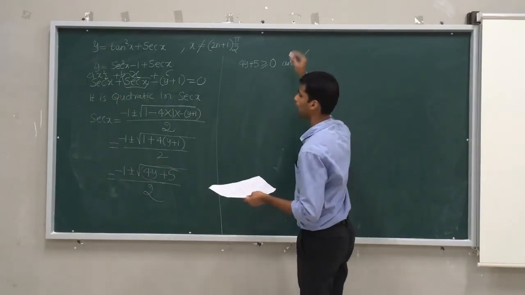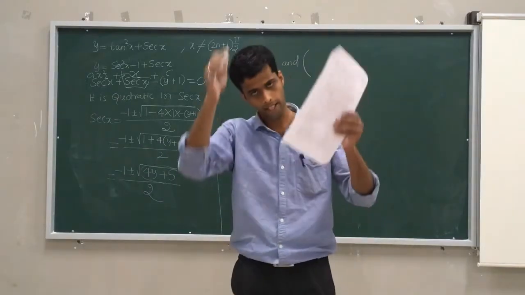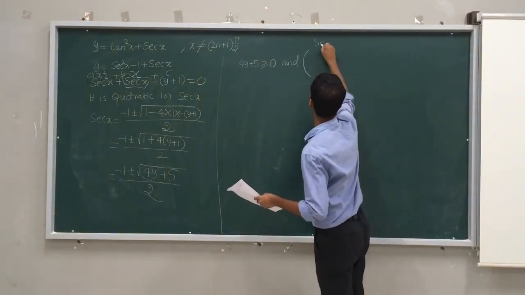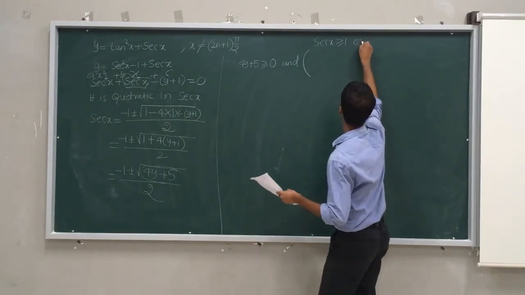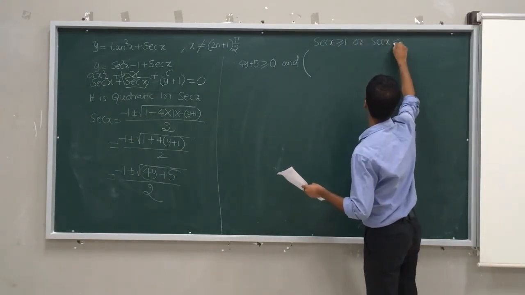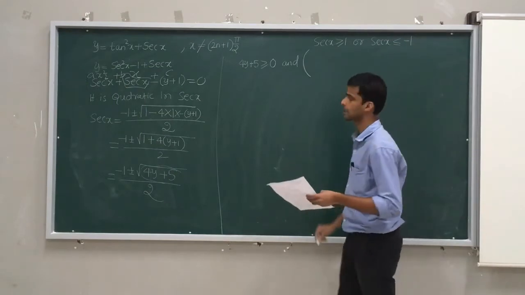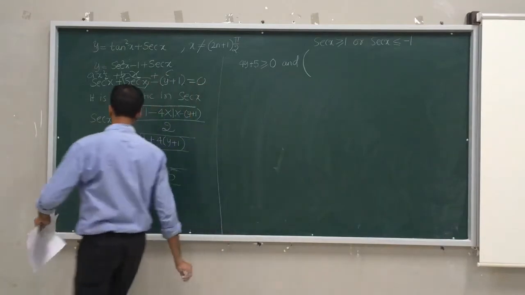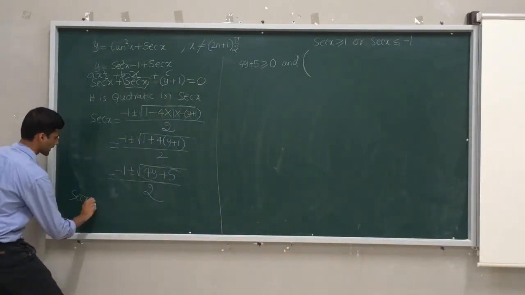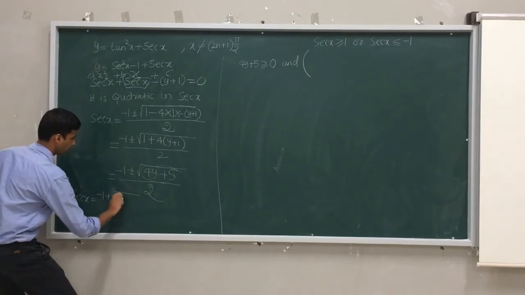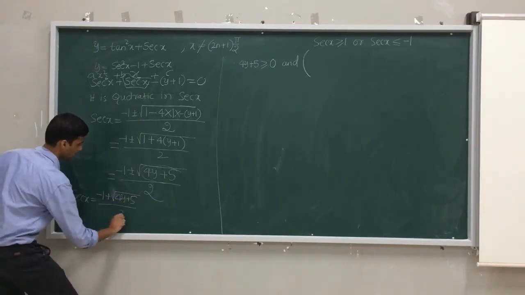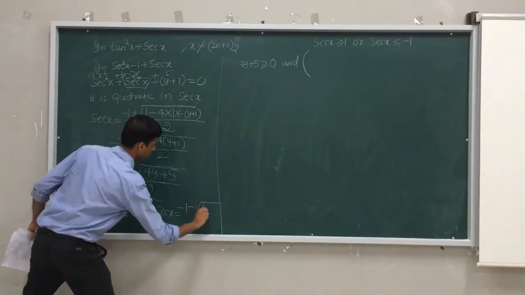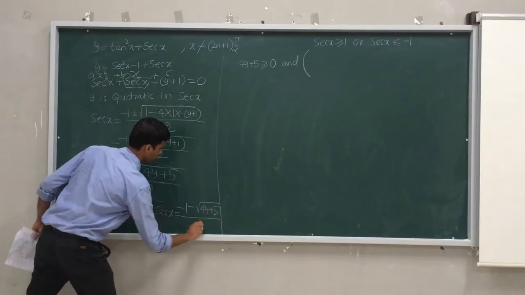If you observe the trigonometric function table, the range of sec x is: sec x is greater than or equal to 1, or sec x is less than or equal to minus 1. That you can check. So obviously we have two options. Sec x has two options: one option is sec x equals minus 1 plus the square root of 4y plus 5, upon 2, or sec x equals minus 1 minus the square root of 4y plus 5, upon 2.